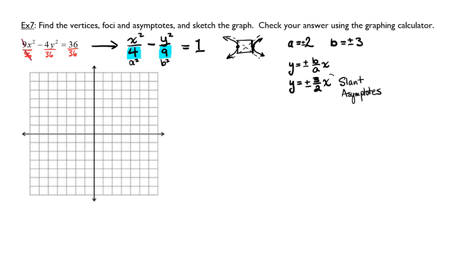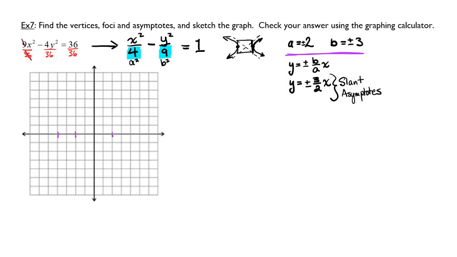And now I can draw my central box because I have A and B. I know that it's opening left and right, so my A values will be along the x-axis. So I'll go ahead and draw those next.